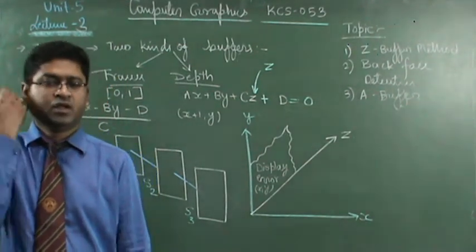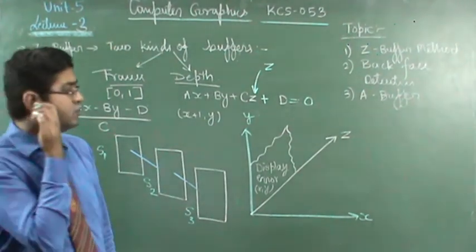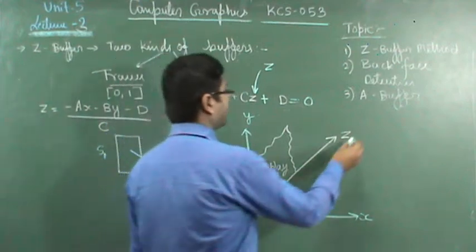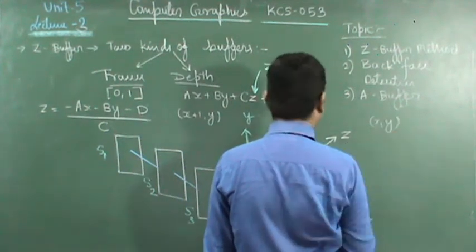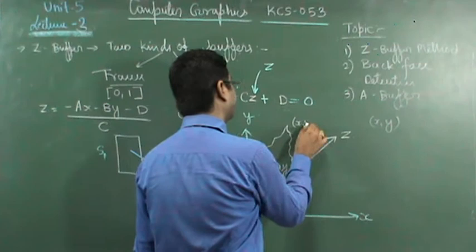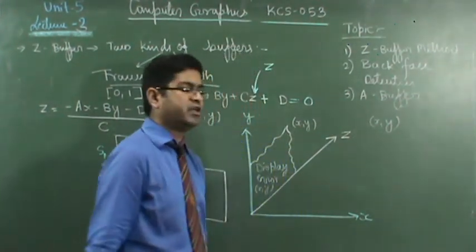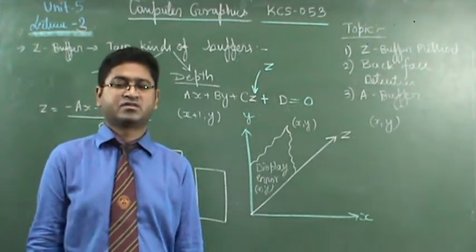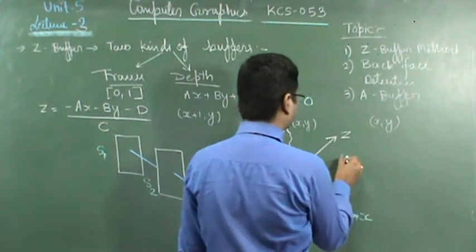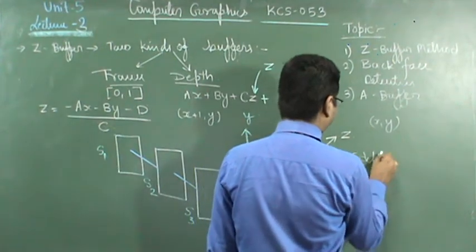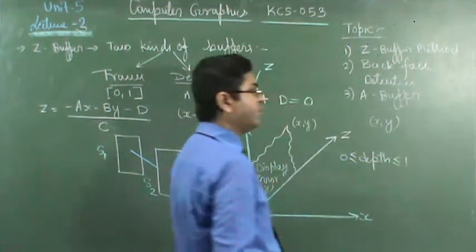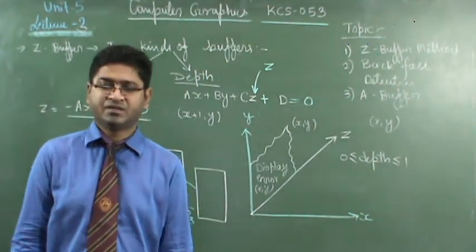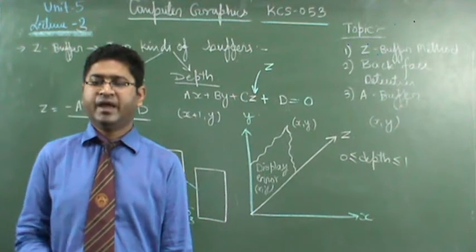So what is the depth buffer? It is used to store depth values for each XY position. This XY position of the plane will impact the entire scenario. As surfaces are processed, the depth is between 0 and 1. The frame buffer is used to store the intensity or color value at each position.